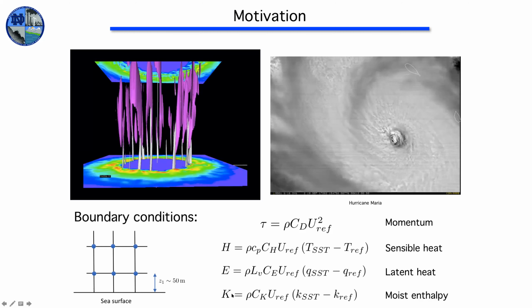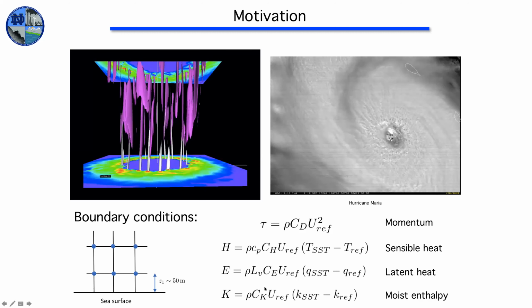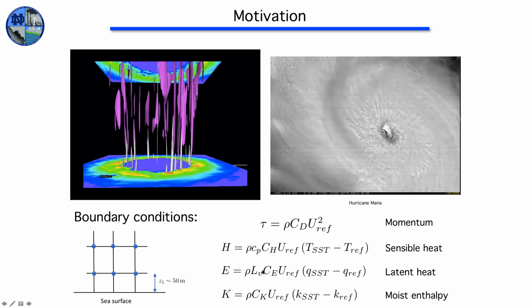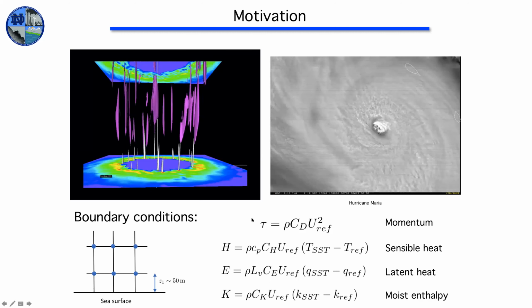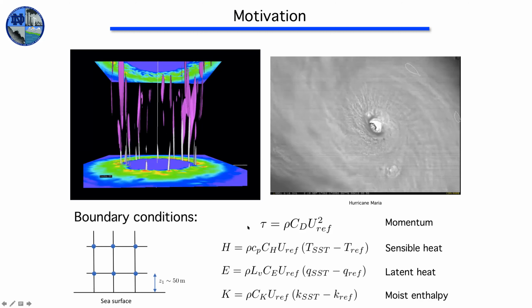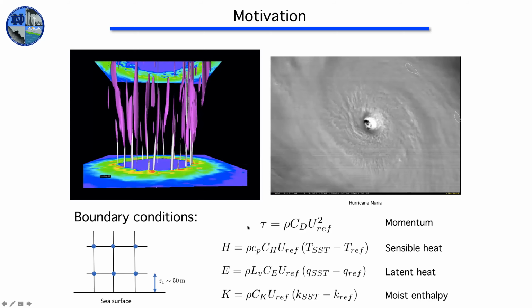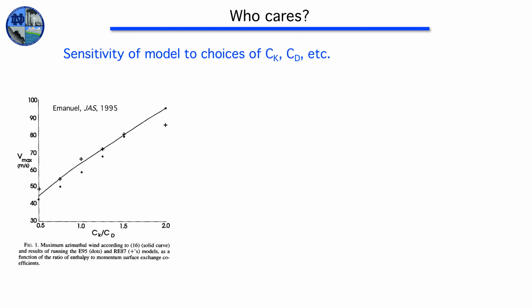Often you can combine these into an enthalpy flux, and the enthalpy flux coefficient is often assumed to be the same as the other two. But today I'm only going to focus on the drag coefficient because, as we'll see, this is hard enough to estimate. So who cares? What is the point, or what is the sensitivity of numerical predictions to CK or CD?